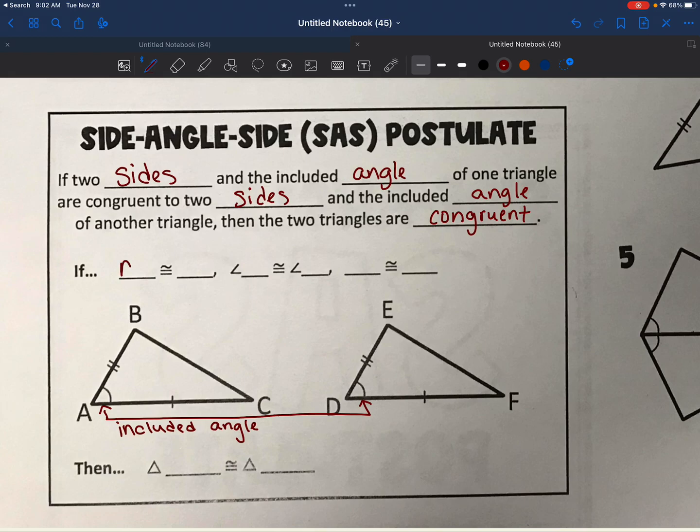If I say side AB, it would be congruent to DE. Now, what's the next thing they want us to list? The angle. What angle am I talking about? A, which is congruent to D. And then the last thing they want me to list are the two sides that I haven't listed. Well, I'm going to start with AC and then DF. Okay, so if I know those three things, side angle side, then I can say triangle ABC is congruent to DEF.